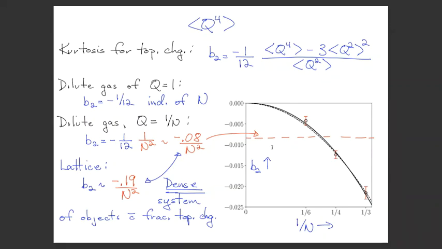What they find is a value that's more than twice as large, but that certainly looks like 1 over N squared. In fact, they find a good fit if they allow the power to vary; it's about 2.1, I think. But they don't stress this in the paper. I think it's strong evidence for a dense system of objects with fractional topological charge. We had long discussions on this, and I don't know why they weren't jumping up and down. I heard each of the authors speak on this once, and it was only when I heard it the third time that I got it.